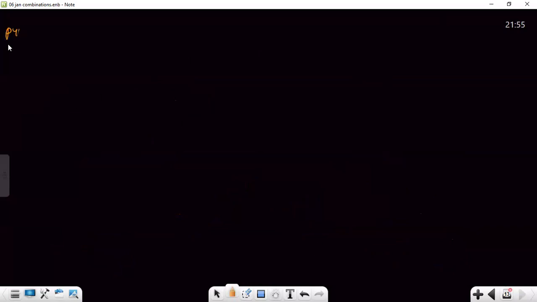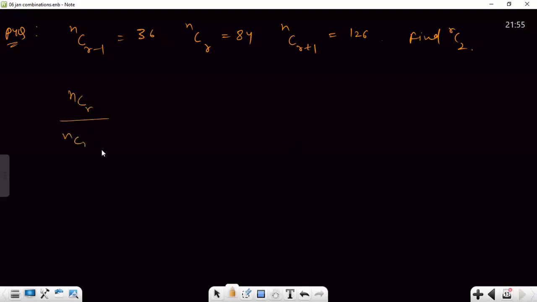Next previous year question is: if it is given that nC(r minus 1) is equal to 36, nCr is equal to 84, and nC(r plus 1) is equal to 126, then we have to find rC2. Nice question. So here we know the formula of nCr divided by nC(r minus 1), that is basically (n minus r plus 1) upon r.